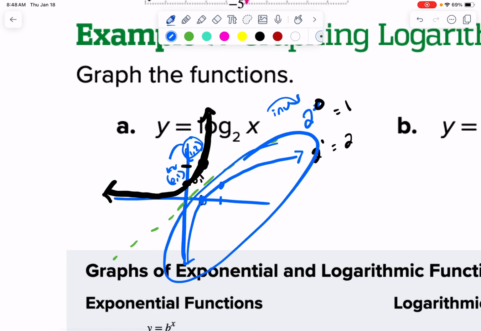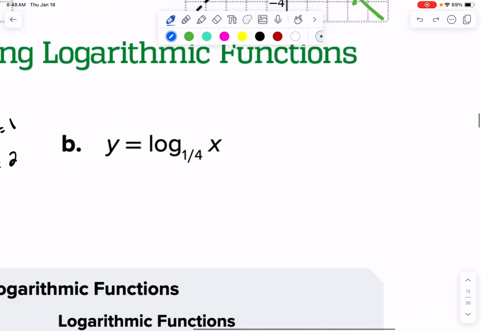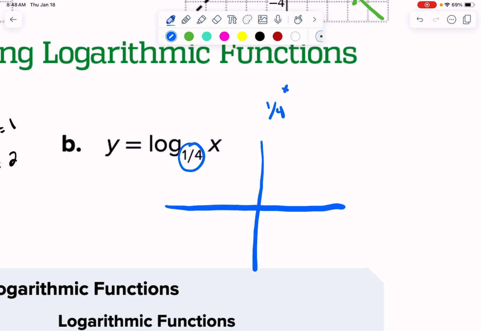The black one is the exponential function. Okay, I'm going to do the same thing here. This one has a base of 1/4. So I think in terms of the exponential function being 1/4 to the x power. Okay, that's going to be a decay function.